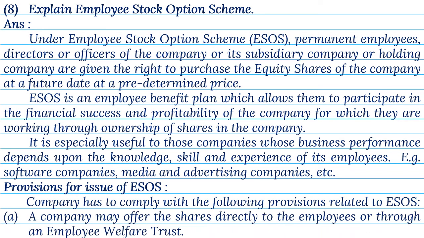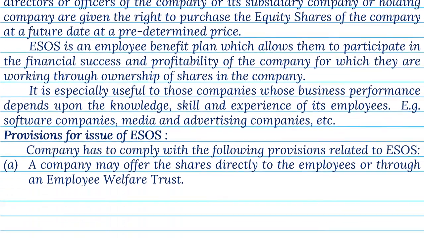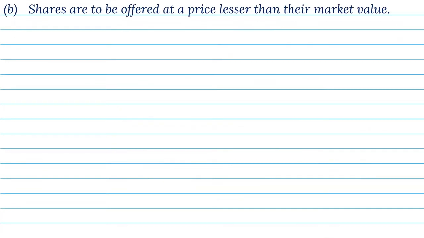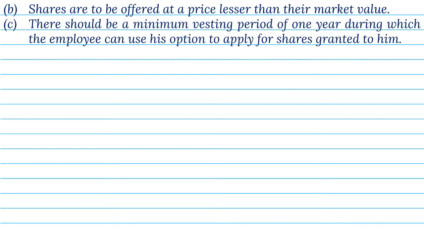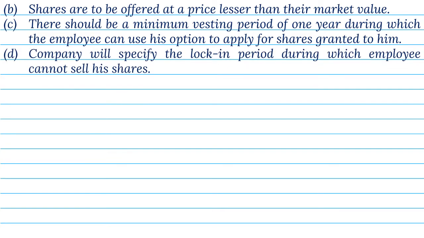A. A company may offer the shares directly to the employees or through an employee welfare trust. B. Shares are to be offered at a price lesser than their market value. C. There should be a minimum vesting period of 1 year, during which the employee can use his option to apply for shares granted to him. D. Company will specify the lock-in period during which employee cannot sell his shares.